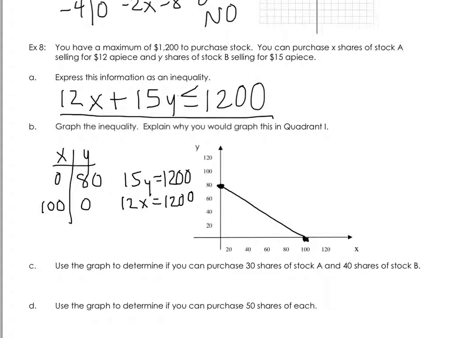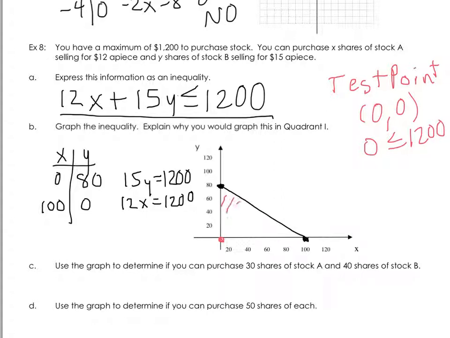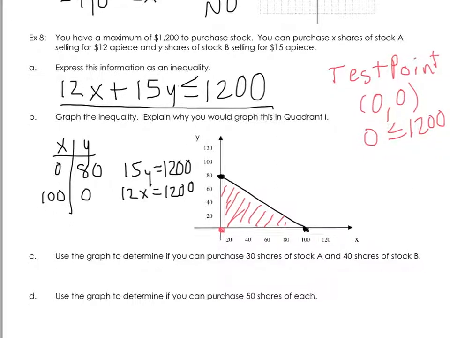And the question is, is the solution above or below the line? 0, 0 can be our test point. So if we substitute x equals 0 and y equals 0, we will get 0 is less than or equal to 1,200. So it works. Staying in quadrant 1, this is our solution. It makes sense too. You can spend a maximum of $1,200, so it makes sense that you would have to stay under a certain amount.